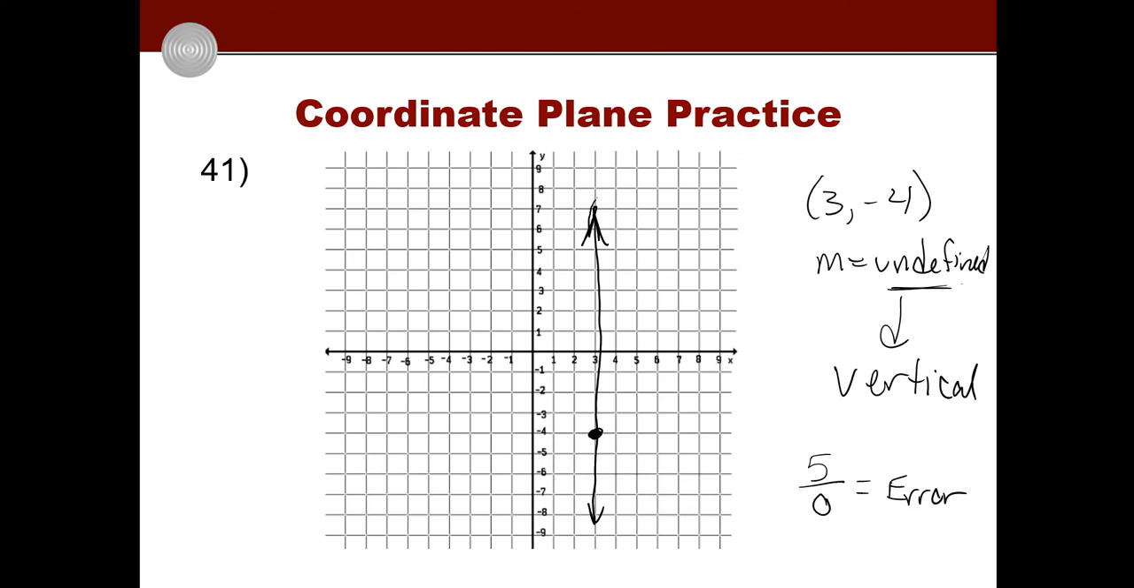So if you're ever doing the y2 minus y1 over x2 minus x1, and you put it in the calculator and you get an error, you know it's a vertical line because that slope is undefined.